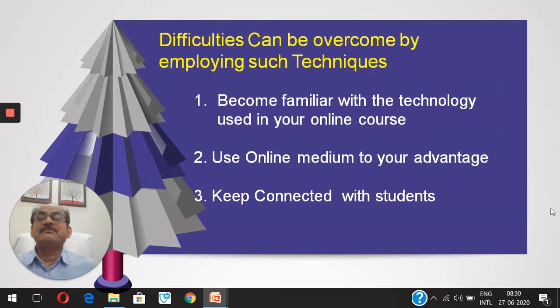Difficulties can be overcome by employing such techniques. Become familiar with the technology used in your online courses. This is very important, though it is very difficult for the senior person. Use the online medium to your advantage and keep connected with the students. So these difficulties can be overcome by employing such techniques.